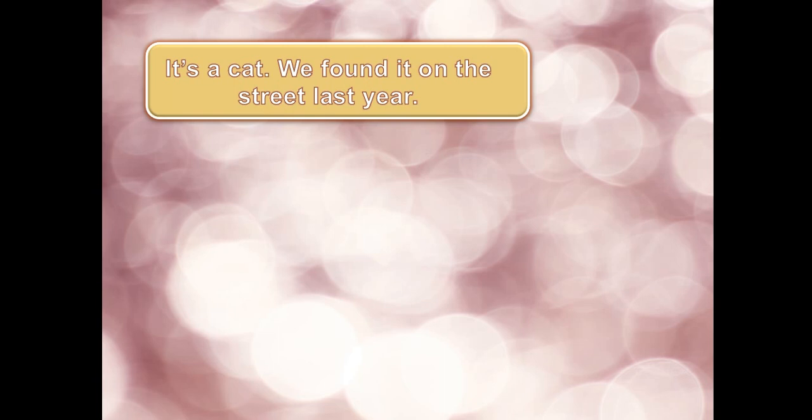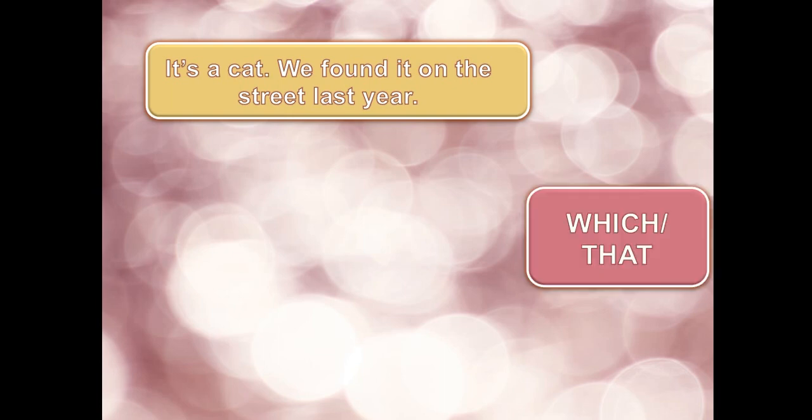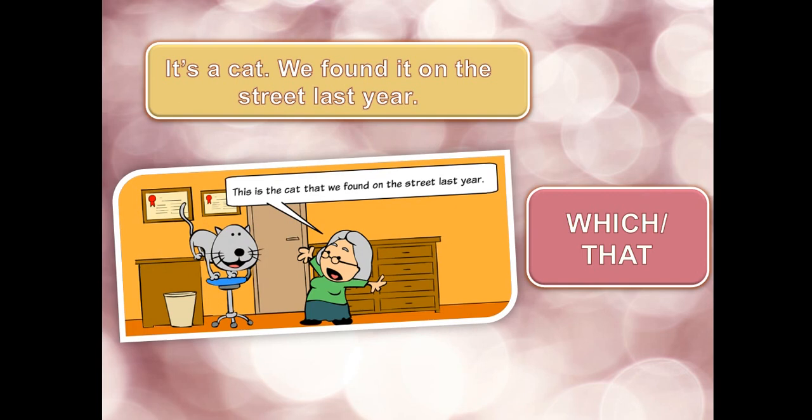It's a cat. We found it on the street last year. I'm talking here about the cat. The cat is something. When I'm talking about something, I never use who and I can't use where, so I will use that or which. So the sentence will be, this is the cat that we found on the street last year.